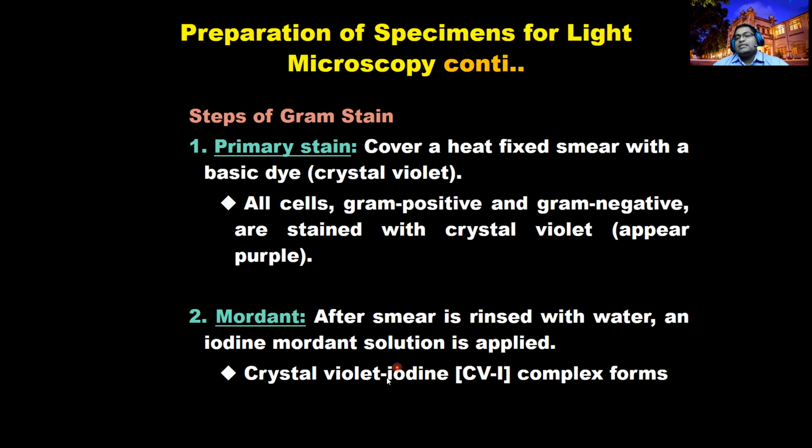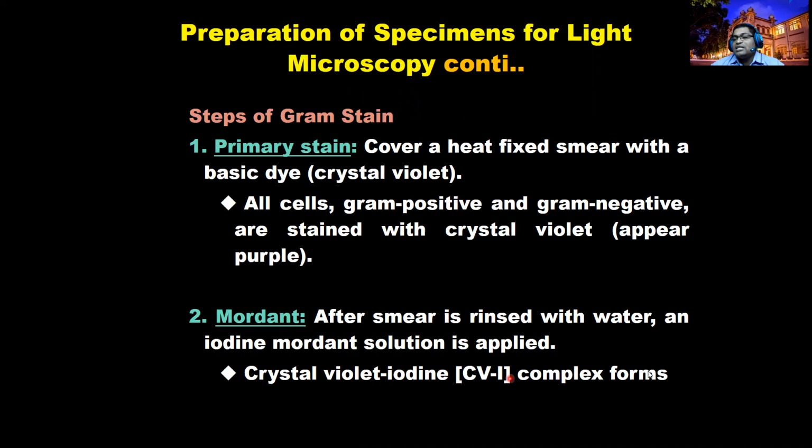dye, and the crystal violet iodine complex forms. Methylene blue, you can use it, right? After the smear is rinsed with water, the iodine mordant solution is applied. You have to use the crystal violet iodine. This is a mordant dye, so you can use it as the second step. Then again you wash it off, and if this dye is accepted, it is indicating gram positive.